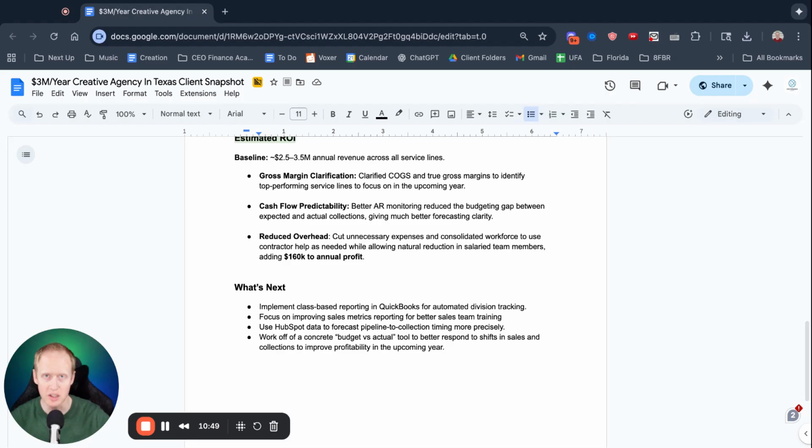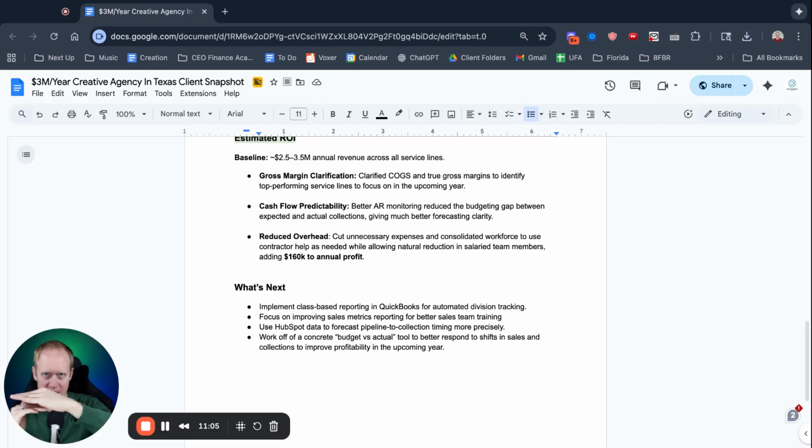Finally, now they can work off a concrete budget to actual tool to respond to shifts in sales and collections to improve profitability in the upcoming year. In other words, instead of having this sort of pie in the sky, like we think this is what will happen, now we think this is what's going to happen based on real data, and this is what has actually happened, and here's the gap.